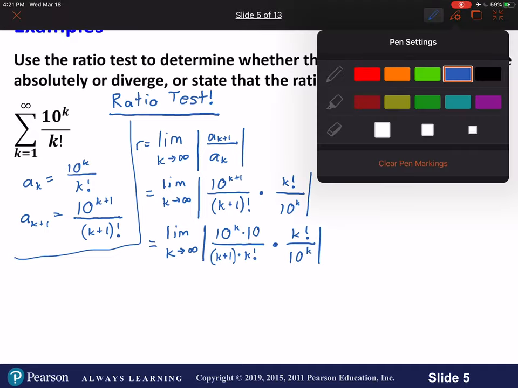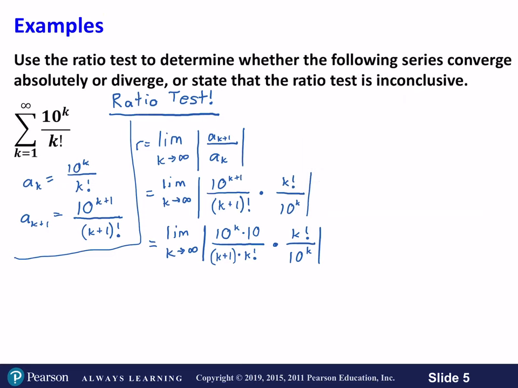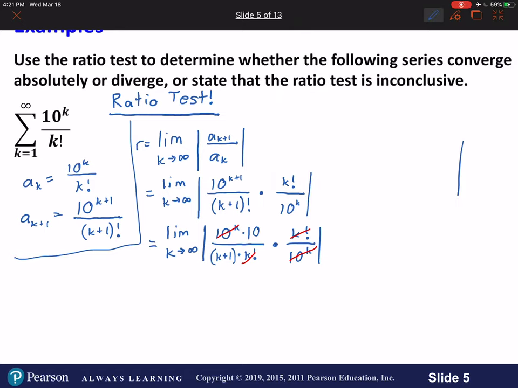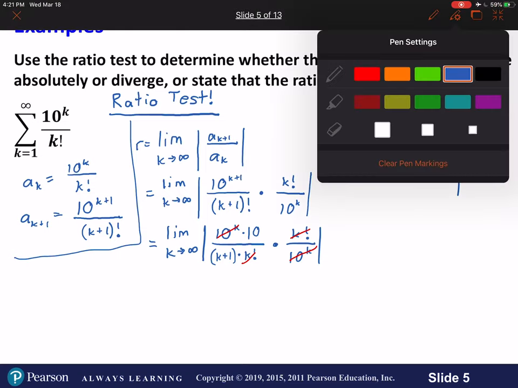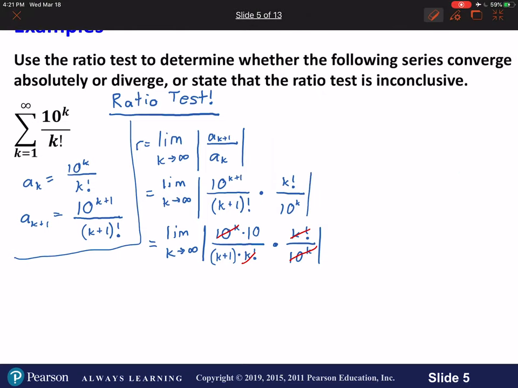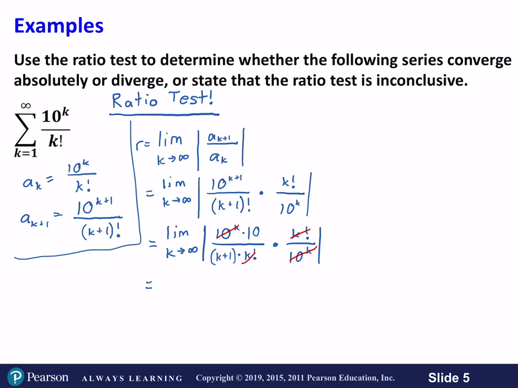All right. And what you might notice at this point is that a lot of things cancel. Specifically, the 10 to the k's cancel. We have a k factorial up here and a k factorial down here, so those cancel. And we are just left with the limit as k approaches infinity of the absolute value of 10 over k plus 1. At this point, we could drop the absolute values if we wanted to, because we notice everything inside is always positive. But what you'll notice is that on top we have a number, on bottom we have a power of k, and so this thing is just 0.